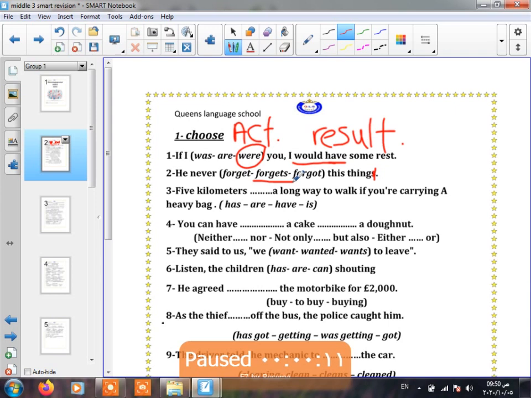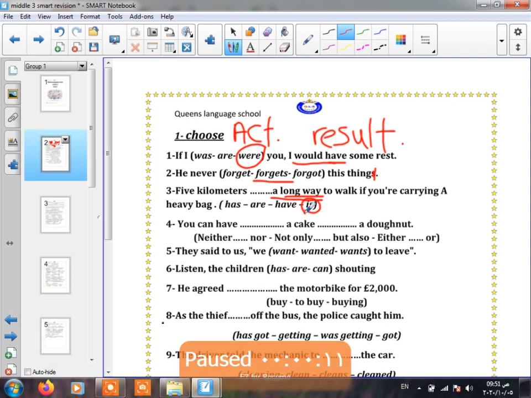Okay, number 3, 5 kilometers dots a long way to walk if you are carrying the heavy bag. So of course all of you will say, yeah, 5 kilometers are. No, but here I'm not talking about 5 kilometers as a plural noun, but I'm talking about them as a long way. So 5 kilometers is a long way to walk.